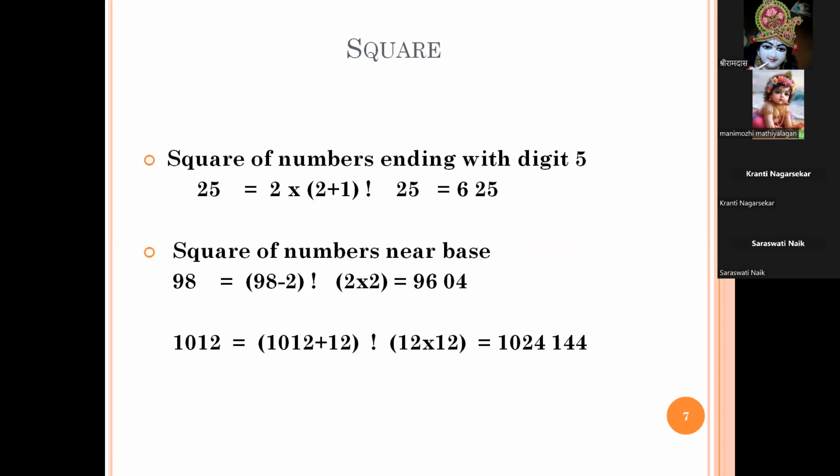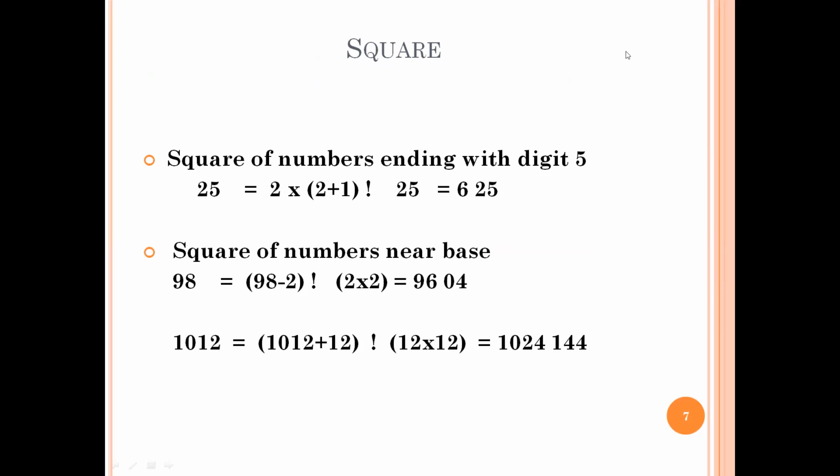Now, square. What is square? Square is a multiplication of a number by itself, meaning multiply the same number with itself. Suppose I have to take the square of a number ending with 5. We are going to see first the special cases, and then we will go for a general squaring system.